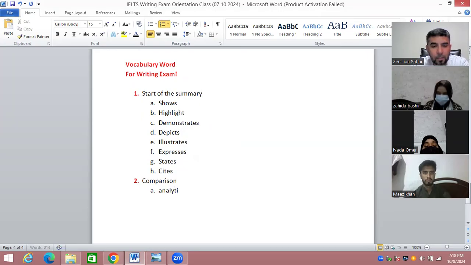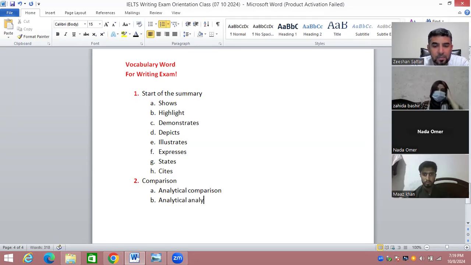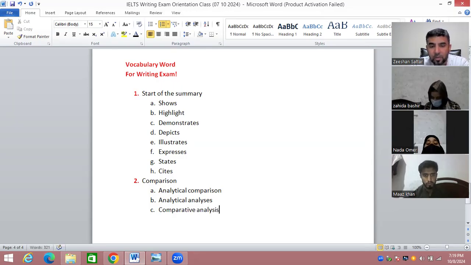For these comparisons, we can use the word analytical comparison, analytical analysis, and comparative analysis in our writing for explaining the 2 variables that are given side by side.